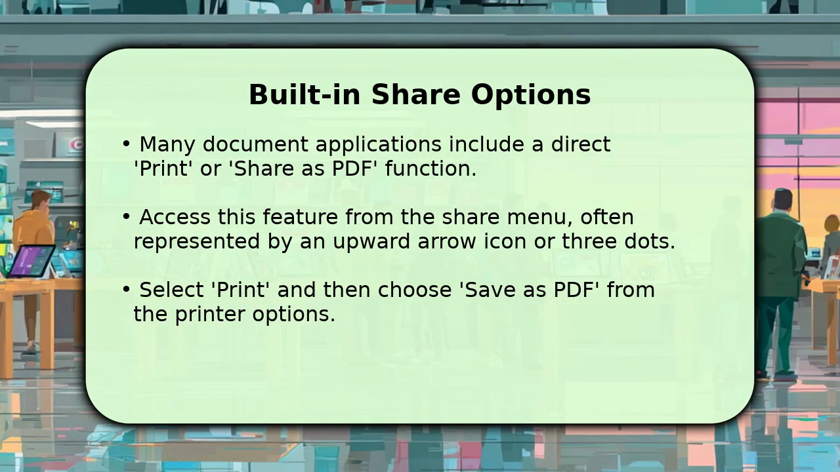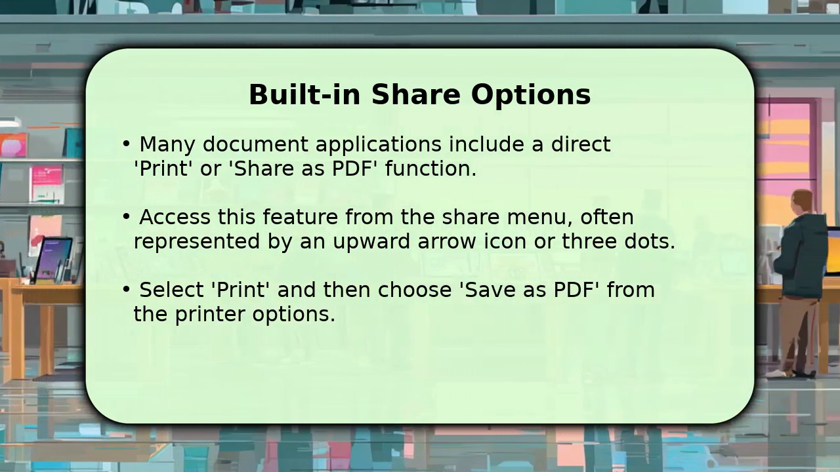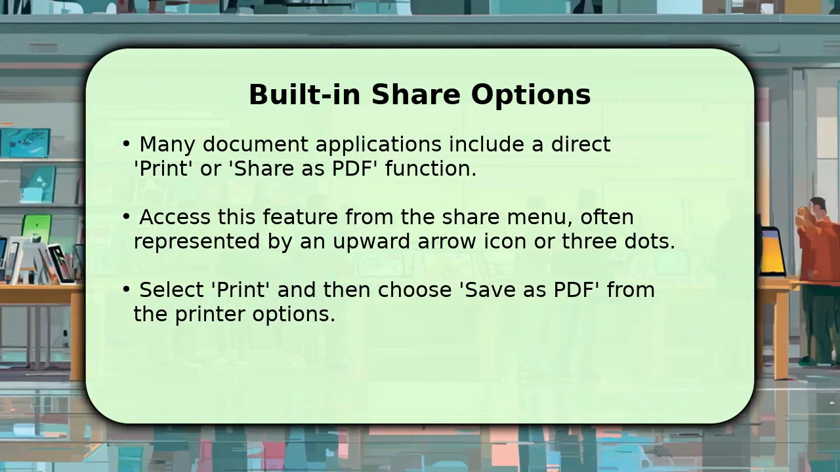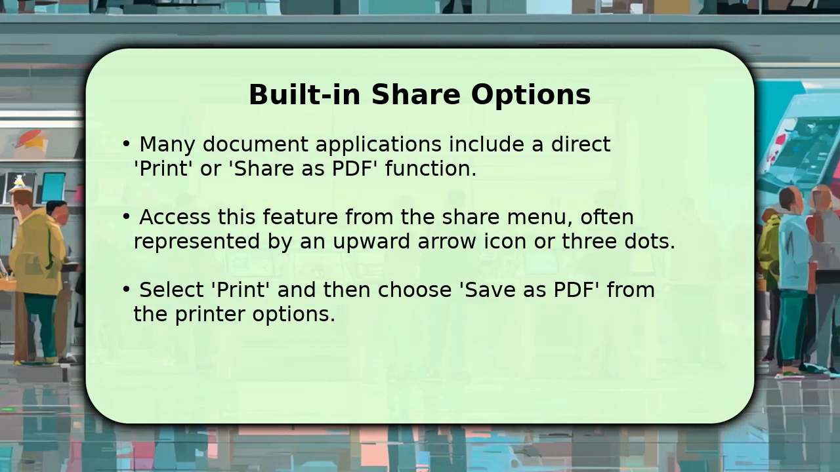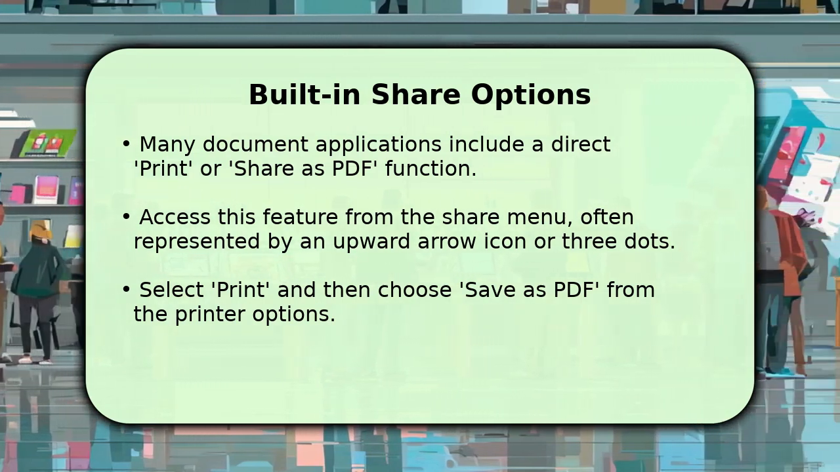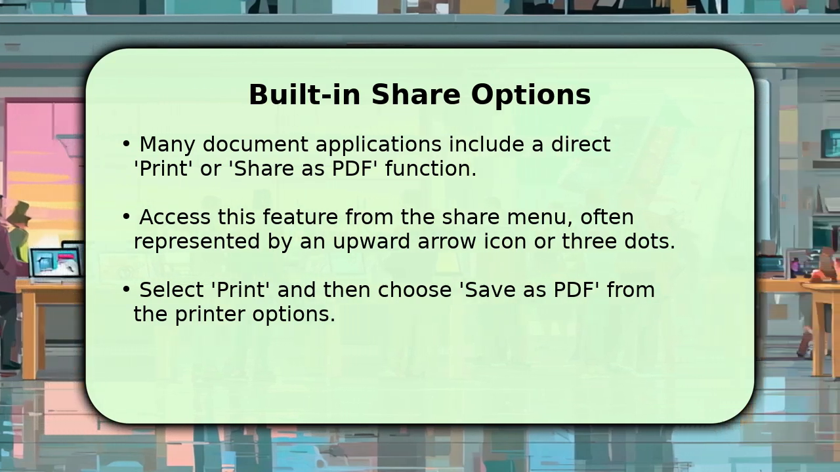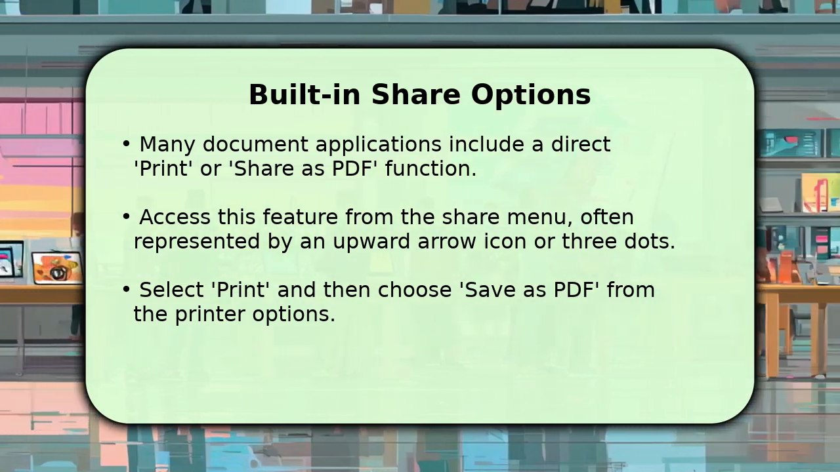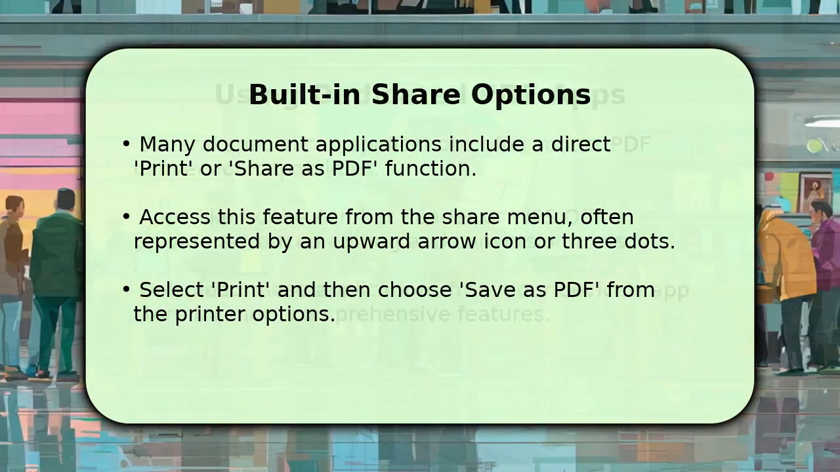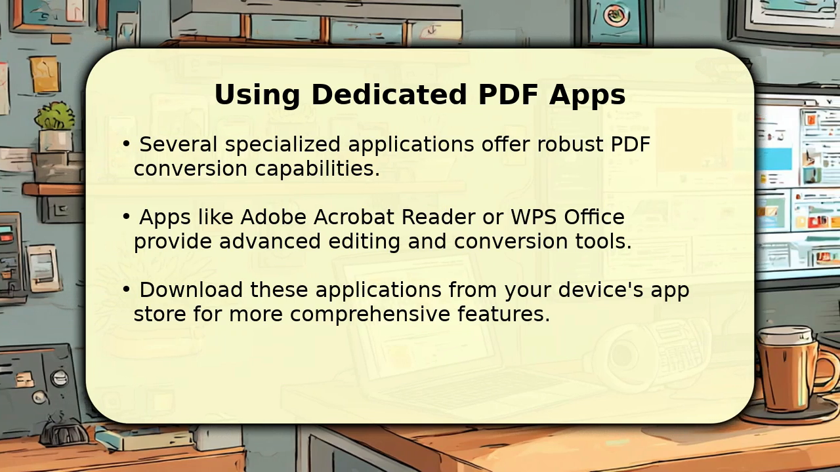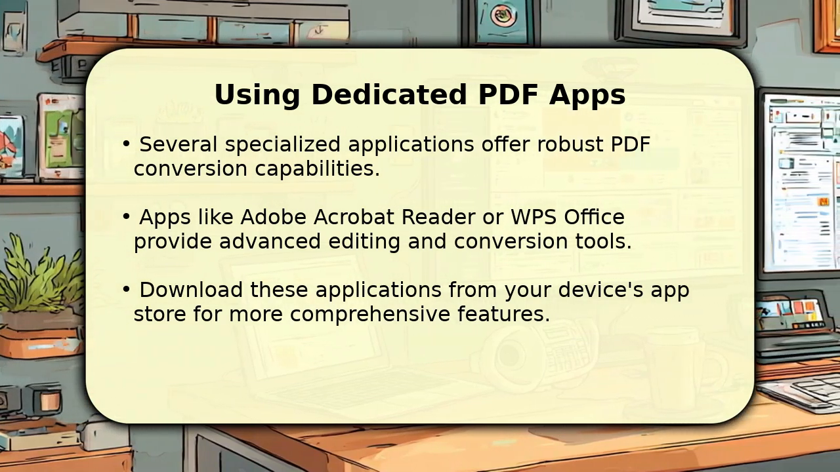Simply open your document in the app, then tap on the three vertical dots or the share icon to reveal more options. Within this menu, you will typically find a print command. When you select print, look for an option to save as PDF or print to PDF instead of choosing a physical printer. This allows you to generate and save your PDF document to your device's storage in just a few taps.